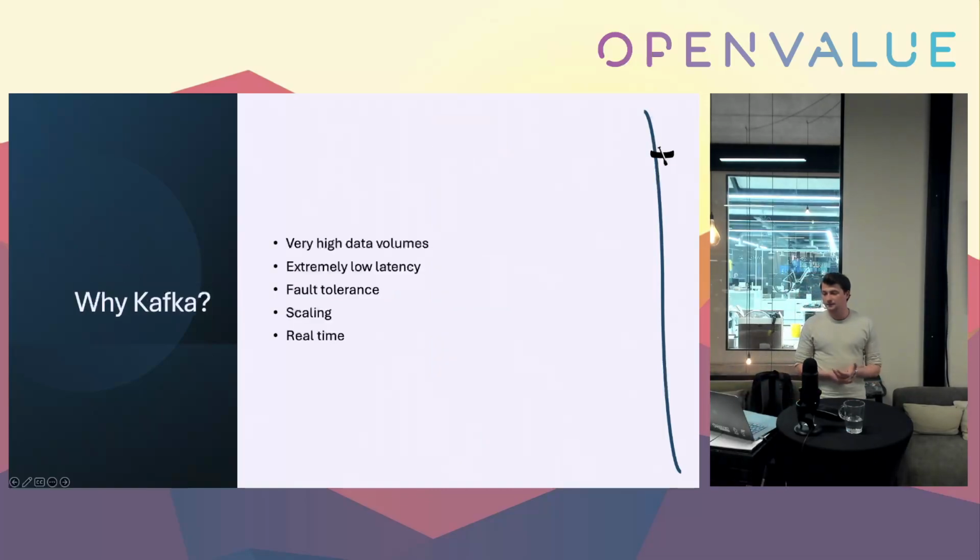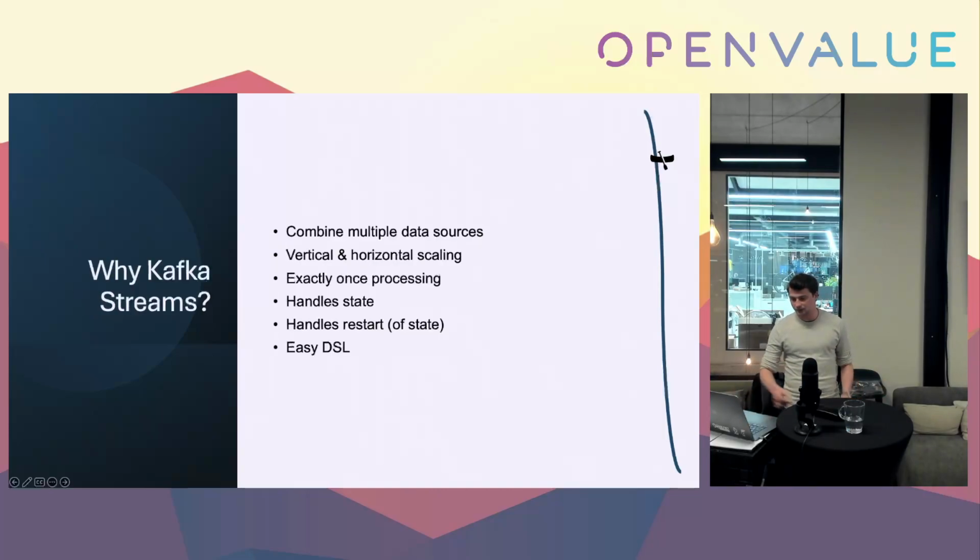So why use Kafka? As I said before, Kafka can handle very high data volumes and also at an extremely low latency. So that's very beneficial for your users. And it has fault tolerance built in. So when it fails, it can start up again and handle that event again. It's all handled for you. You don't need to program that yourself. Also, it handles scaling very well, both vertical and horizontal scaling. And it is processed in real time. So no batches, but the event arrives, it's picked up immediately and processed. That's why those pipelines are so fast.